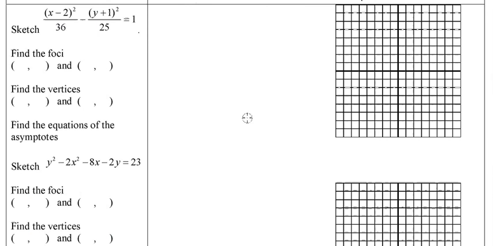All right, so we've got two equations here that we need to go through and evaluate, find all these different pieces of information. So we'll break this up into two different videos, but here's the first part. We're given the equation (x minus 2) squared divided by 36 minus (y plus 1) squared divided by 25 is equal to 1. So we've got a hyperbola here. We know that pretty quickly because of that minus. When there's a plus, it's an ellipse. If it's minus, then it's a hyperbola. And so let's go ahead and evaluate here.